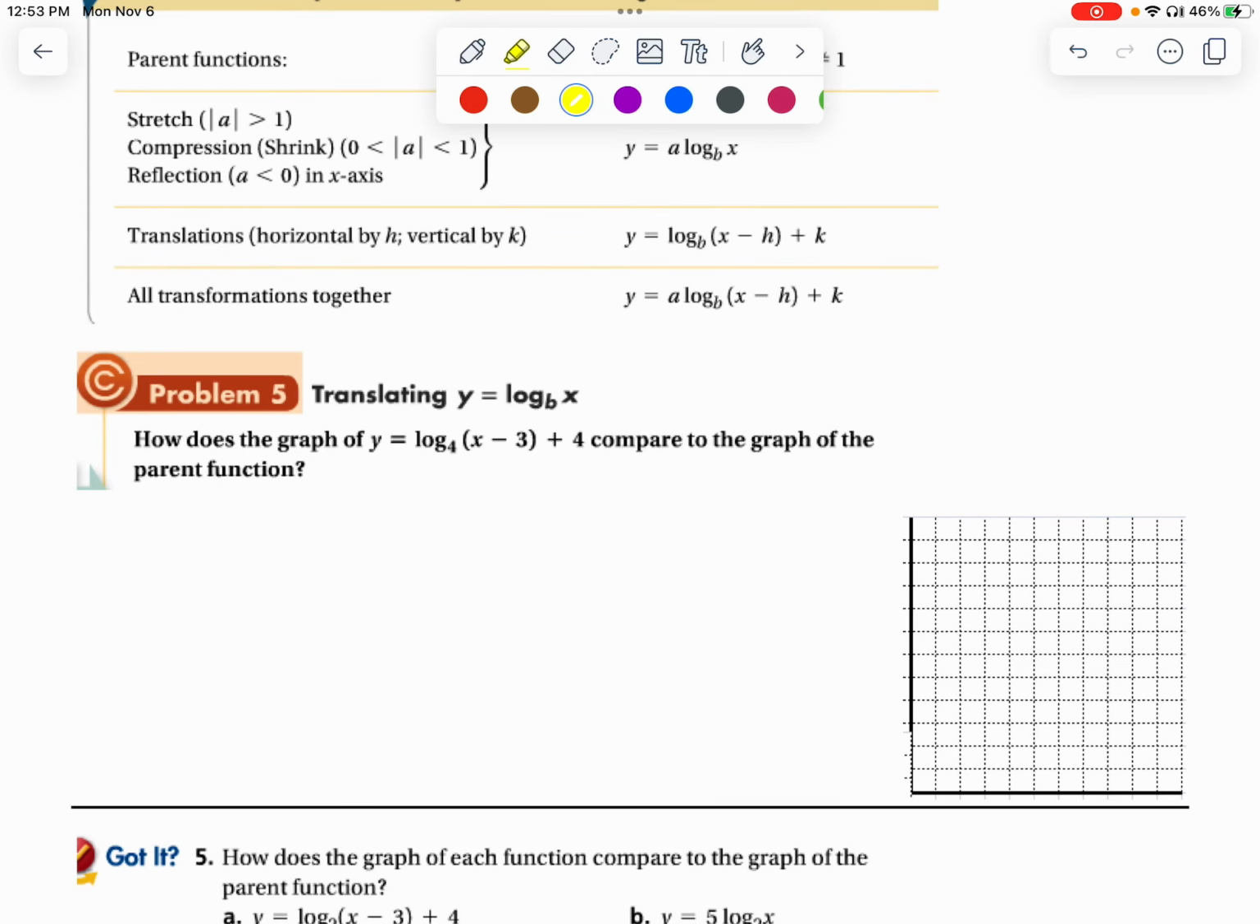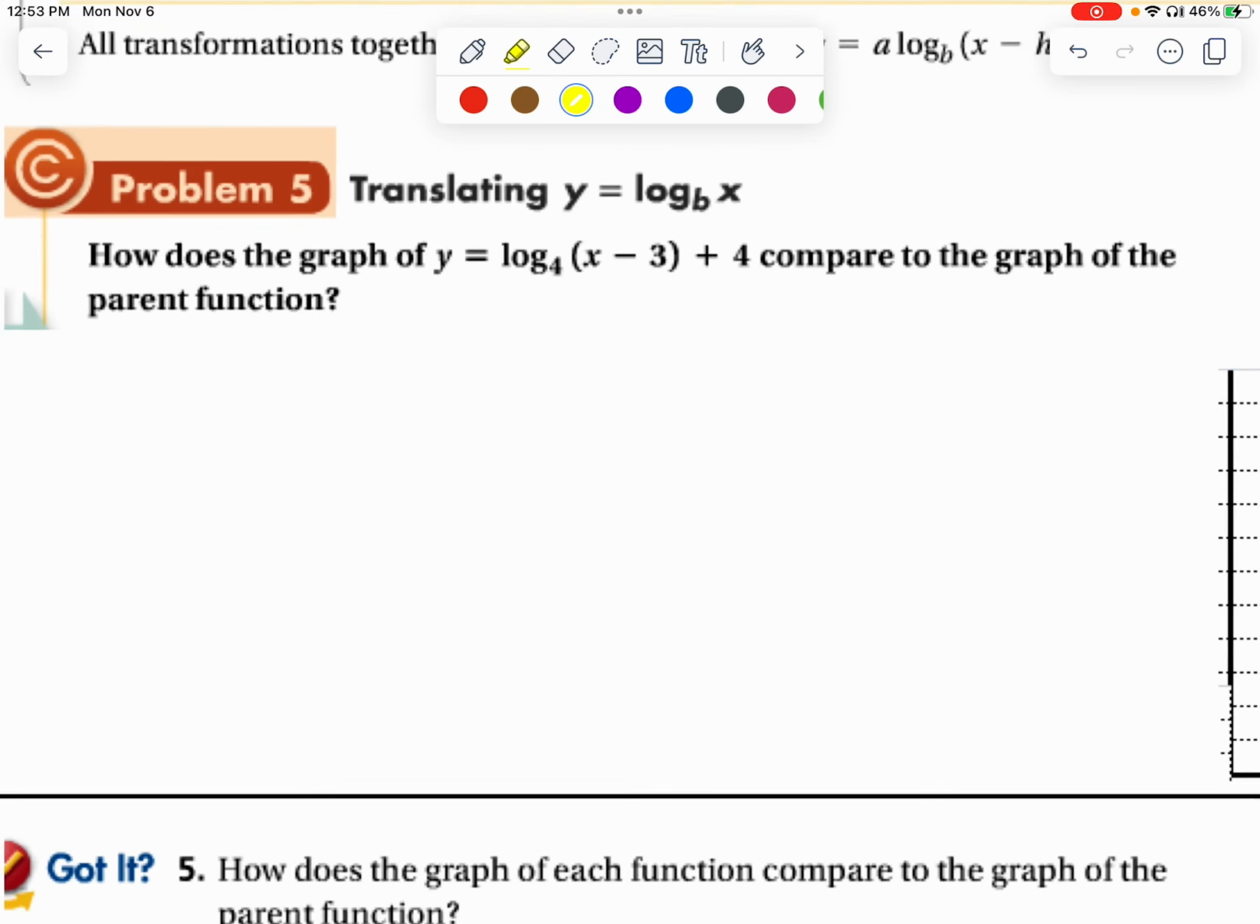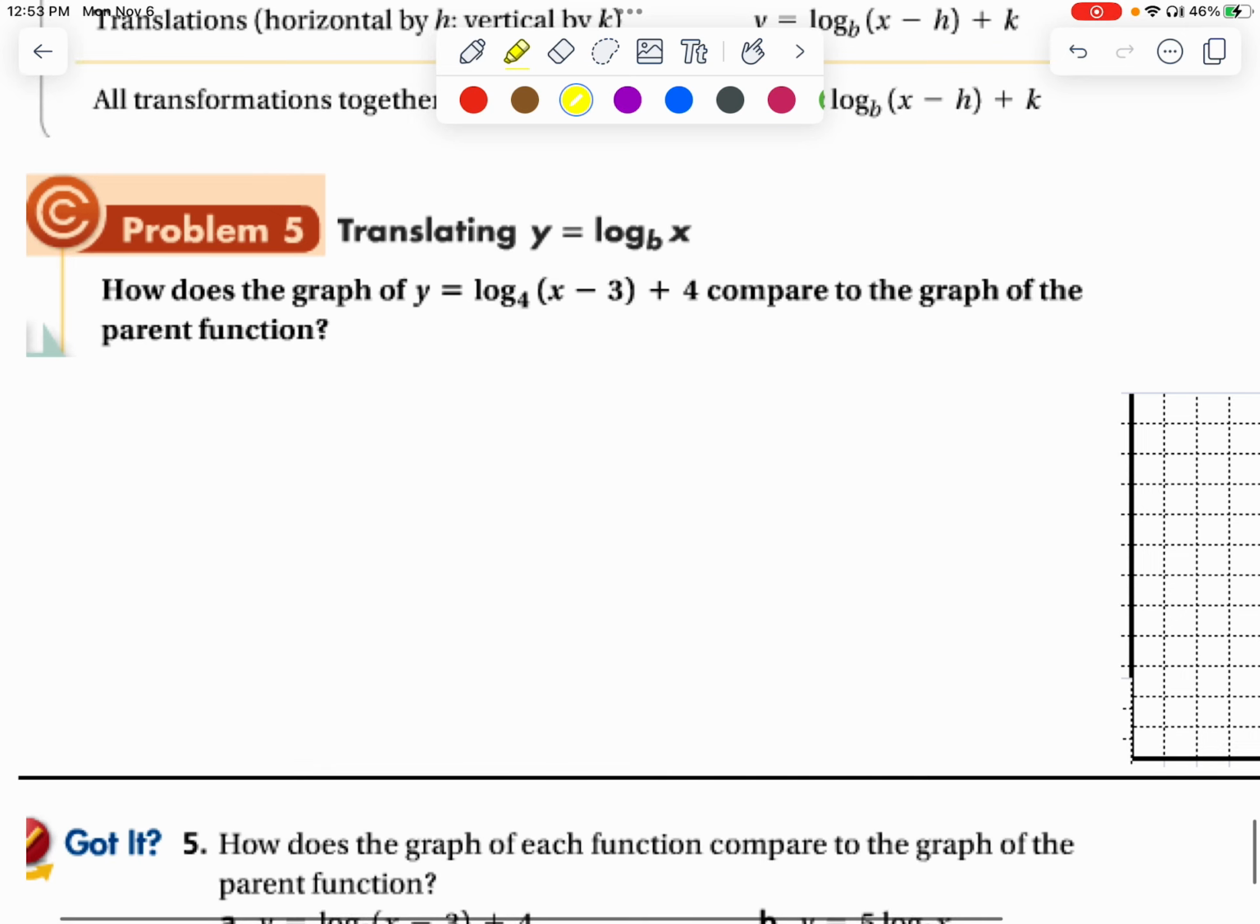Problem 5, I just want to change in general. So problem 5 says, how does the graph compare to the original parent function? Now, just so we know, the parent function would be log base 4 of a regular x. There would be no other extras. So we can do that, okay?